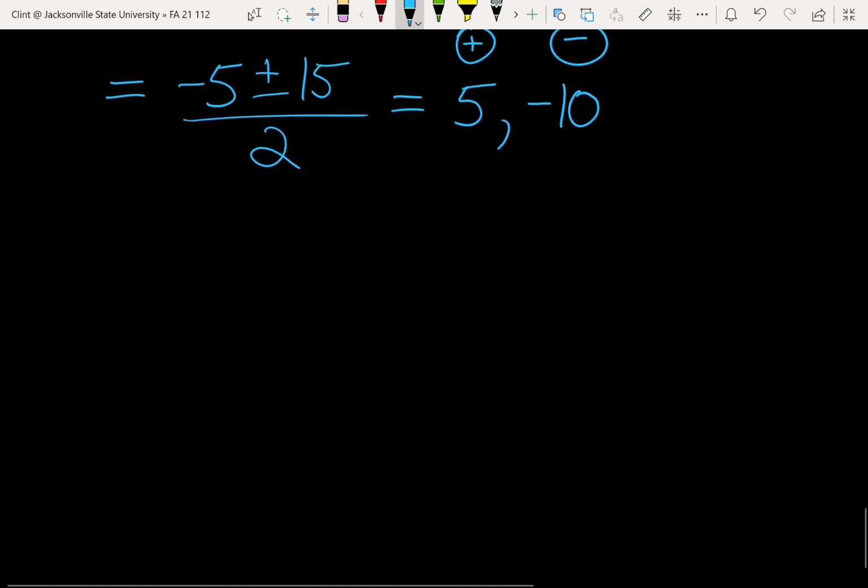Got another one on here that says find all real solutions, and it doesn't tell us how we have to do it. So I'm guessing maybe this one we get a different type of solution here.